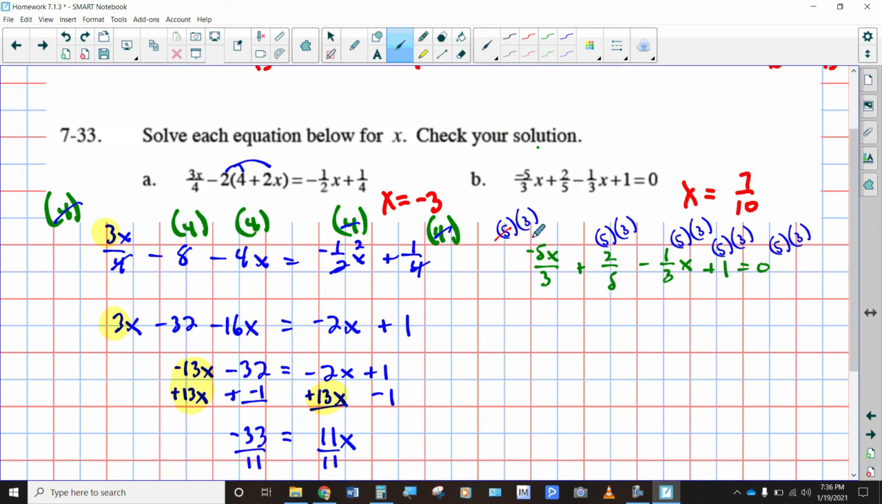The 3 cancels out with the 3, leaving you with 5 times negative 5x is negative 25x. Here the 5 cancels out with the 5, leaving you with 2 times 3, which is 6. Here the 3 cancels out with the 3, so it's going to be 5 times 1 times x is minus 5x. And then 15 times 1 is 15. And that's going to stay as a 0 because 0 times anything is 0. So now when you combine like terms, that's going to be negative 30x. And that's going to be positive 21 is equal to 0.